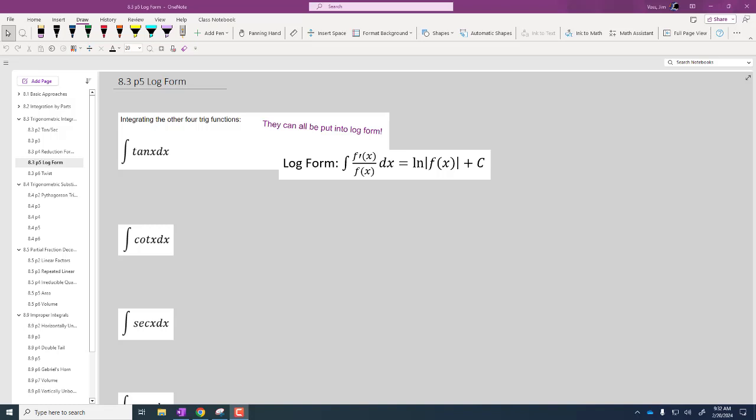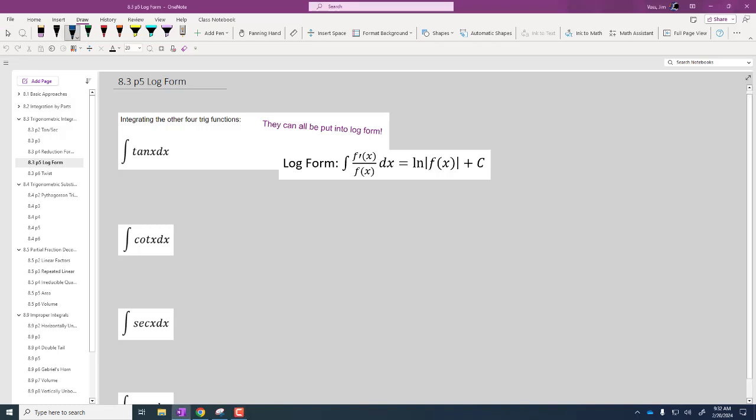So we have 6 trigonometric functions, and we know that sine and cosine integrate to each other essentially, but the other 4 are all going to integrate to some sort of natural log. And if something integrates to a natural log, we should be saying, oh, well, we must be able to go backwards and put it in log form. If it's going to integrate to a natural log, we probably can put it in log form.